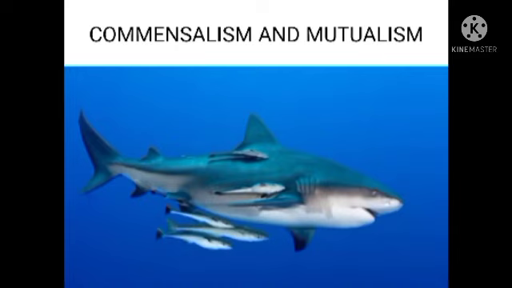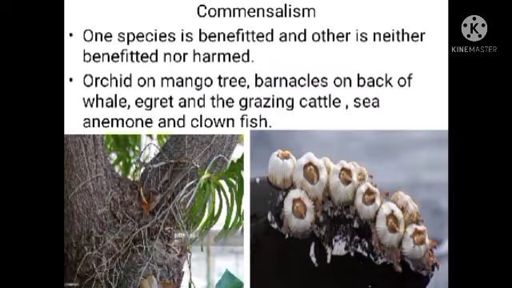So what is commensalism? This is an interaction between two species in which one species is benefited and the other species is neither benefited nor harmed. Commensalism is an interaction between two species in which one species is benefited and the other species is neither benefited nor harmed. And when we see the examples, one example is the orchid growing on the mango tree.